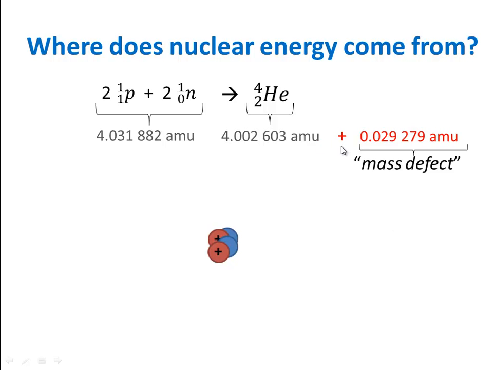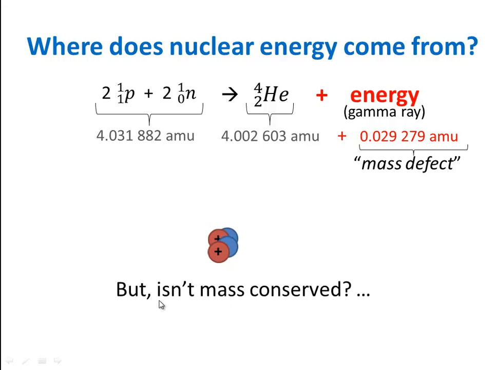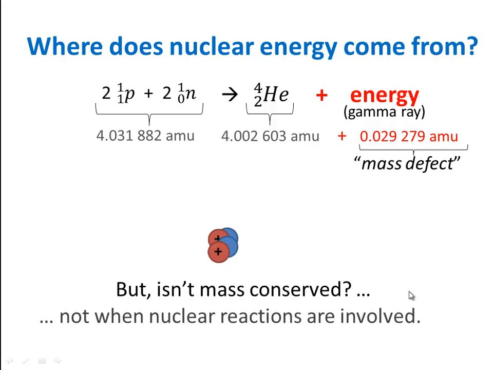And that is very closely related to this mass defect. And in fact, the energy that's released is typically in the form of gamma rays, which are very, very high energy radioactivity, and we'll be learning about those very soon as well. So again, you have been told probably your entire science career, isn't mass supposed to be conserved? Well, not when nuclear reactions are involved. It's a different ball game.